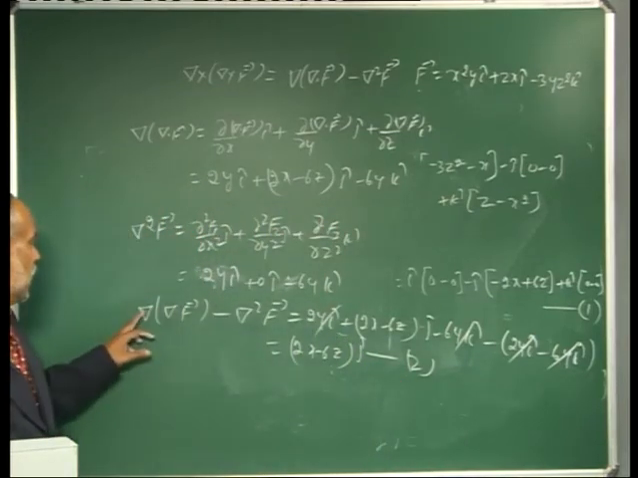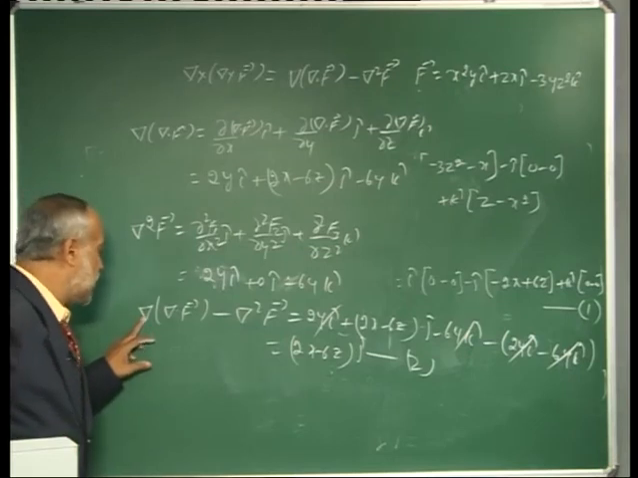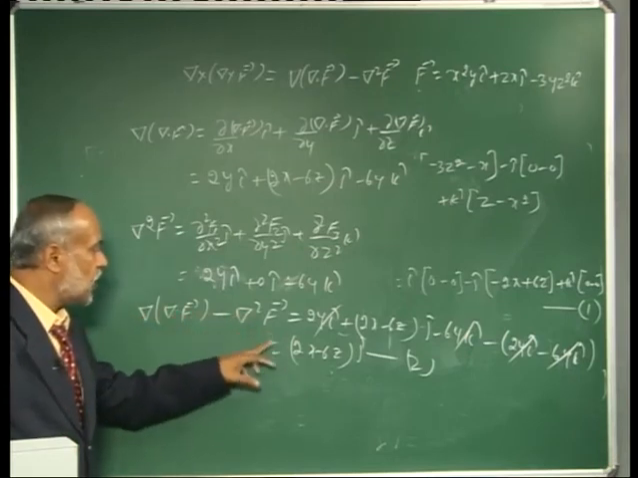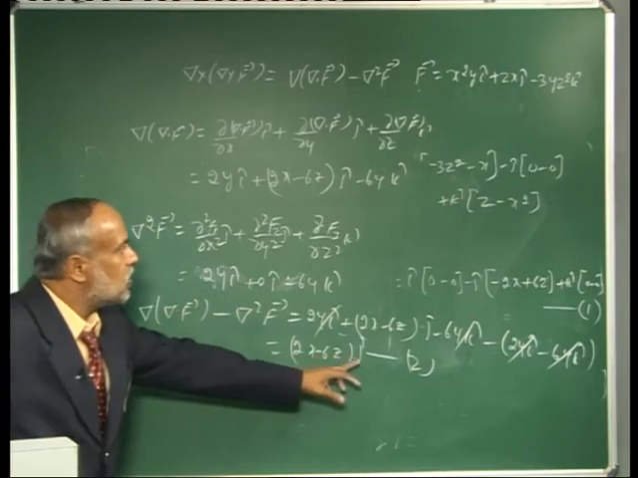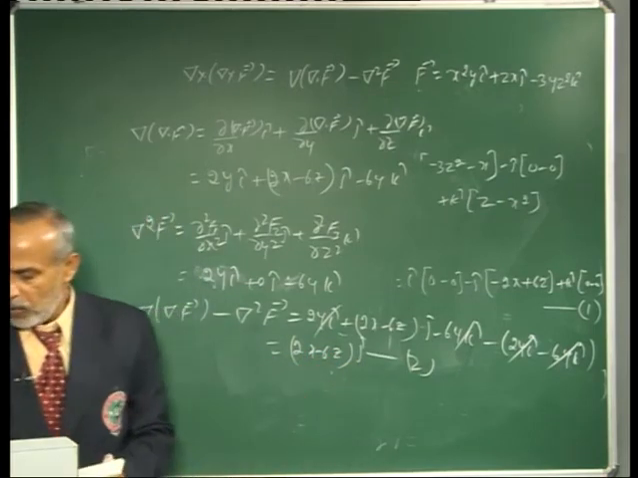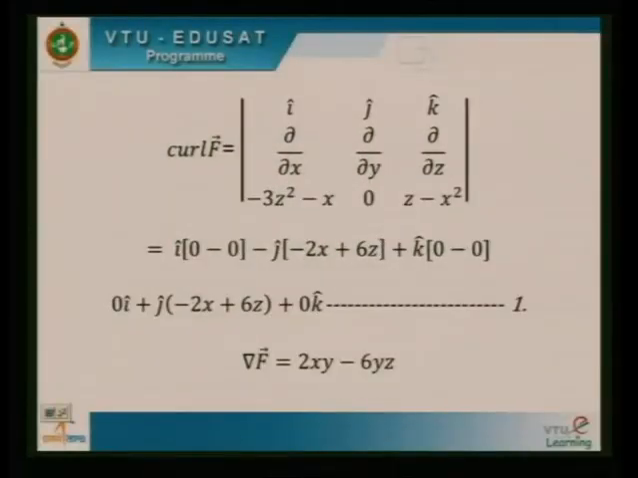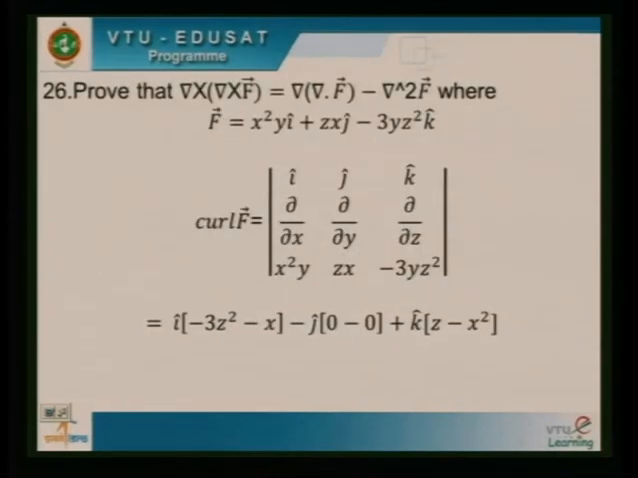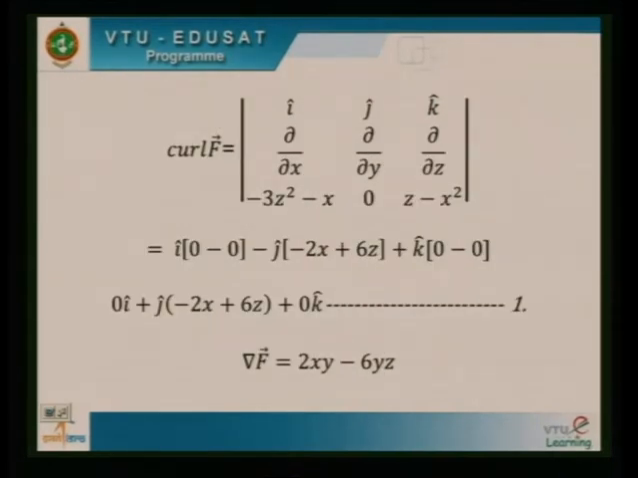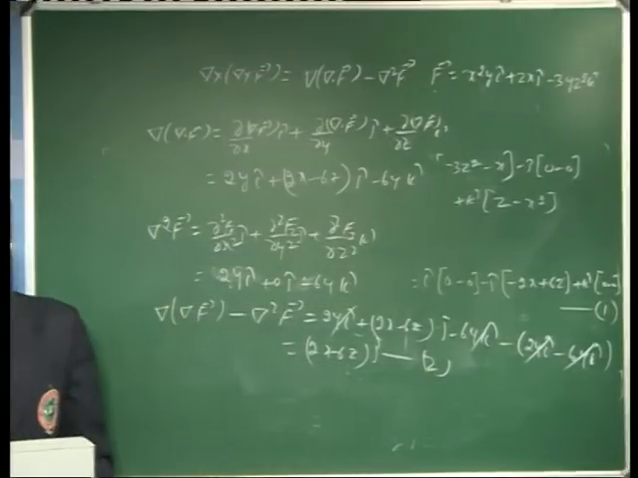See here, the gradient of divergence of f vector minus del squared f vector is equal to 2x minus 6z, call it equation 2. Then equation 1, we already know, is minus 2x plus 6z, equation 1. Then LHS goes to RHS, hence the given problem is proved.